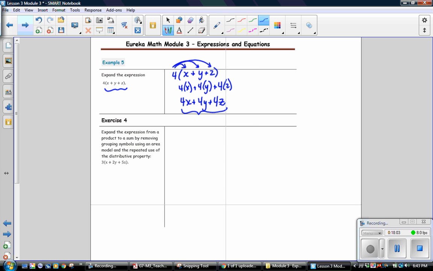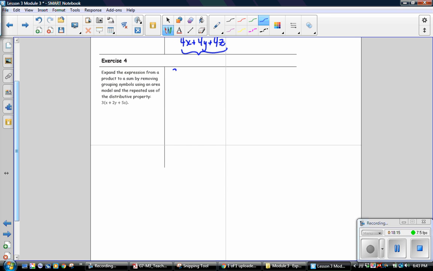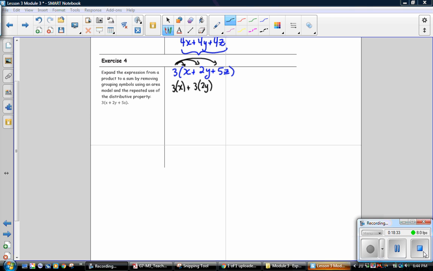Exercise 4. Expand the expression from a product to a sum by removing the grouping symbols and using an array area model and the repeated use of the distributive property. 3 times the quantity x plus 2y plus 5z. We'll use the distributive property. 3 times x plus 3 times 2y plus 3 times 5z.